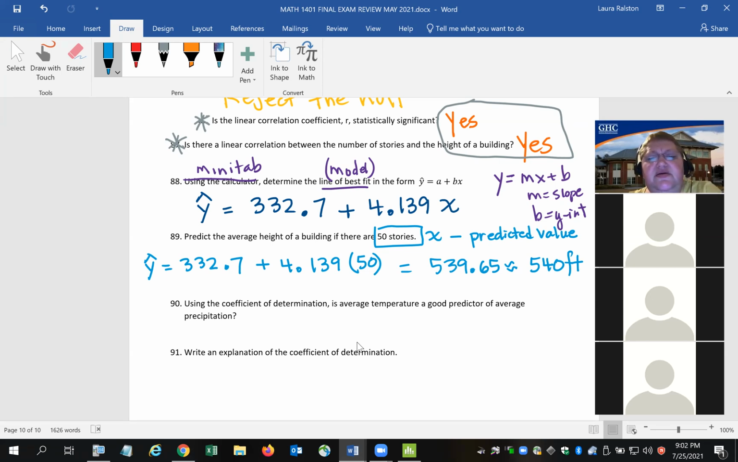I am still getting a different answer in the calculator. Did you type it in just like I did? Yes. Or are you trying to do order of operations? If you're trying to do order of operations, you have to multiply 4.139 times 50 first, and then add the 332.7. And then the other thing I would say is to check the mode of your calculator. Are you in radians or degrees? I think it's just a regular calculator on my computer.